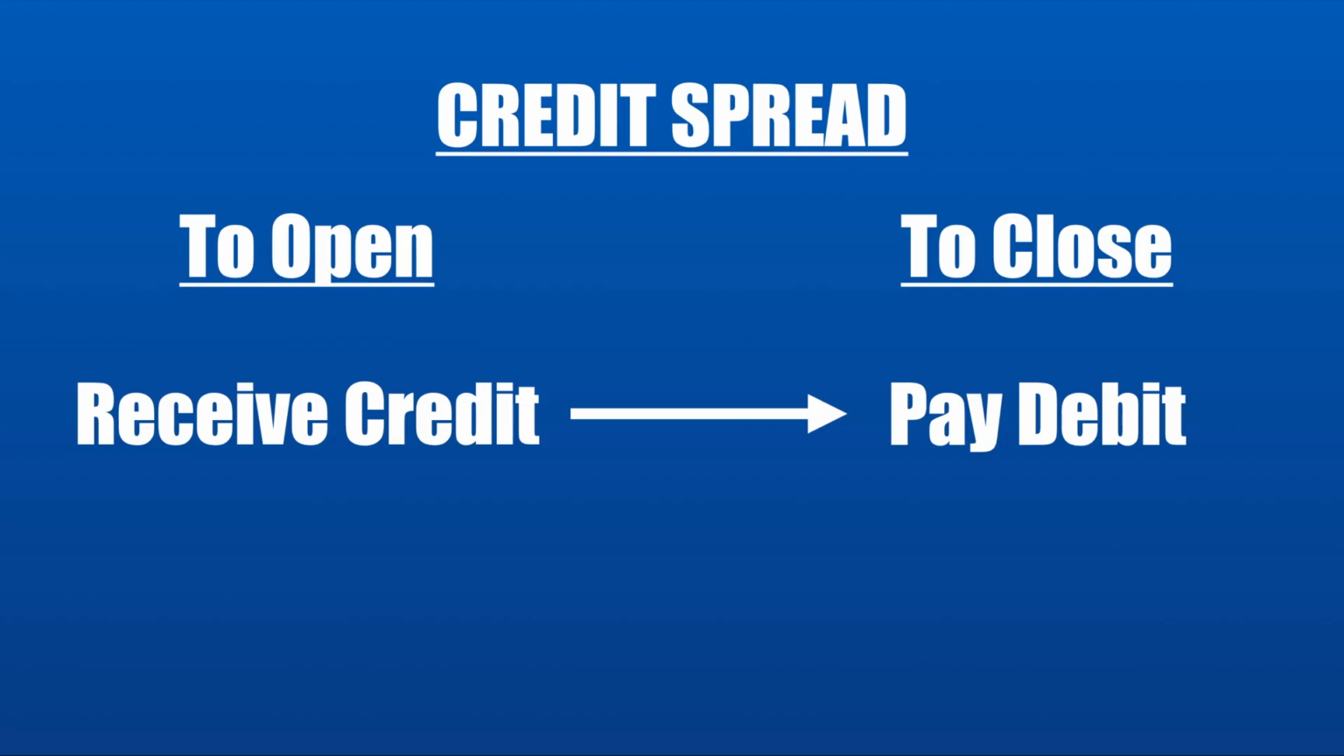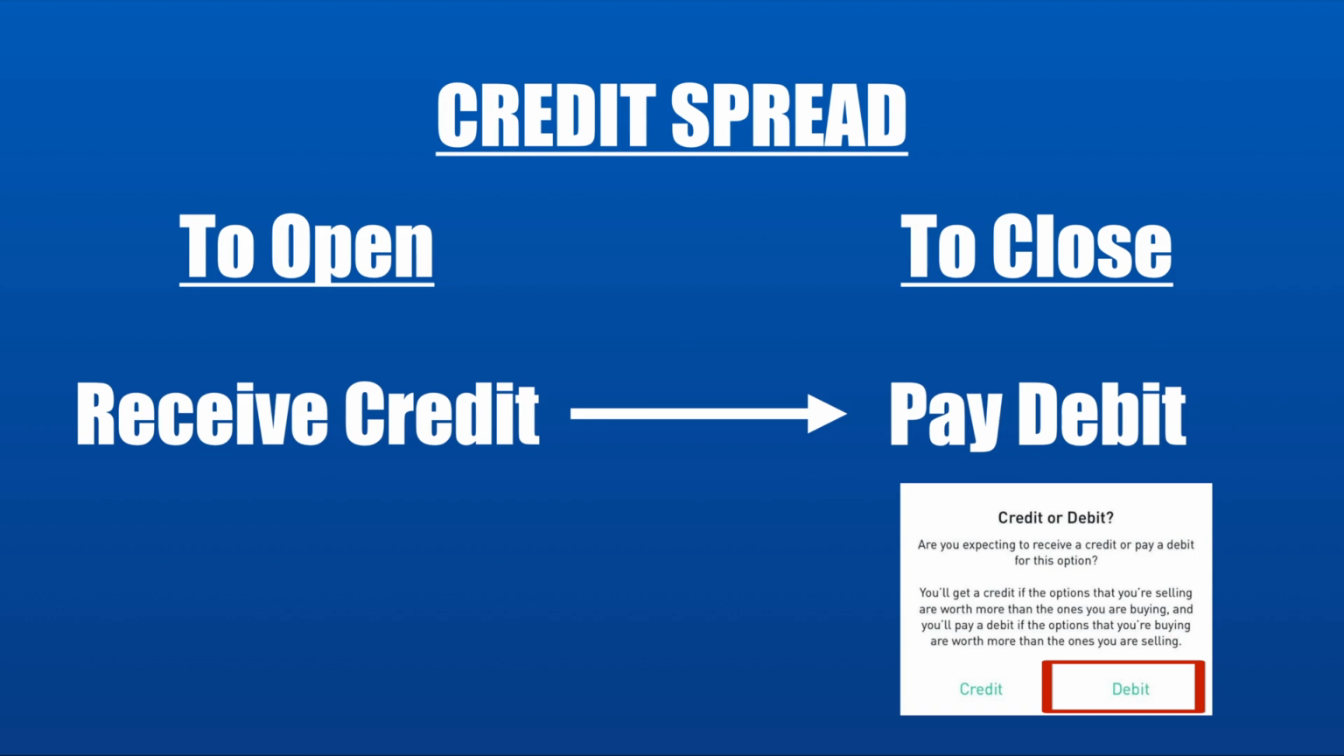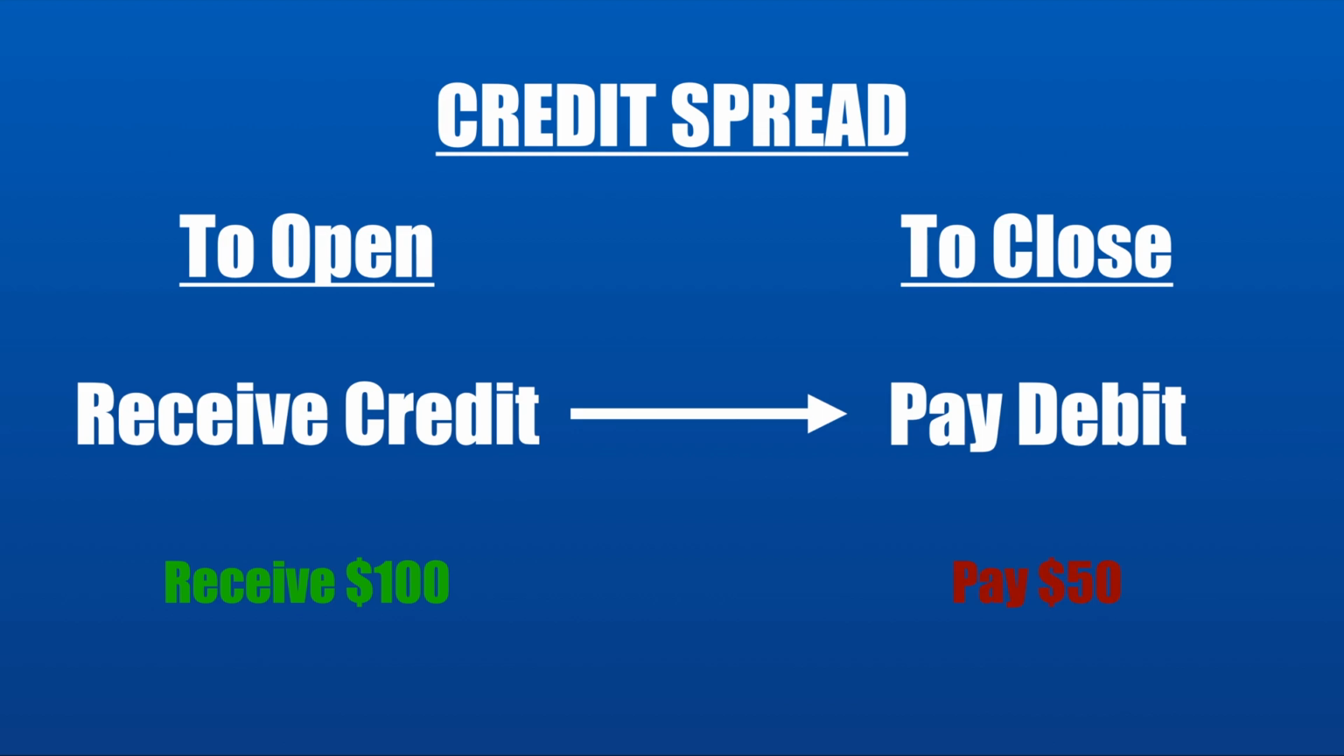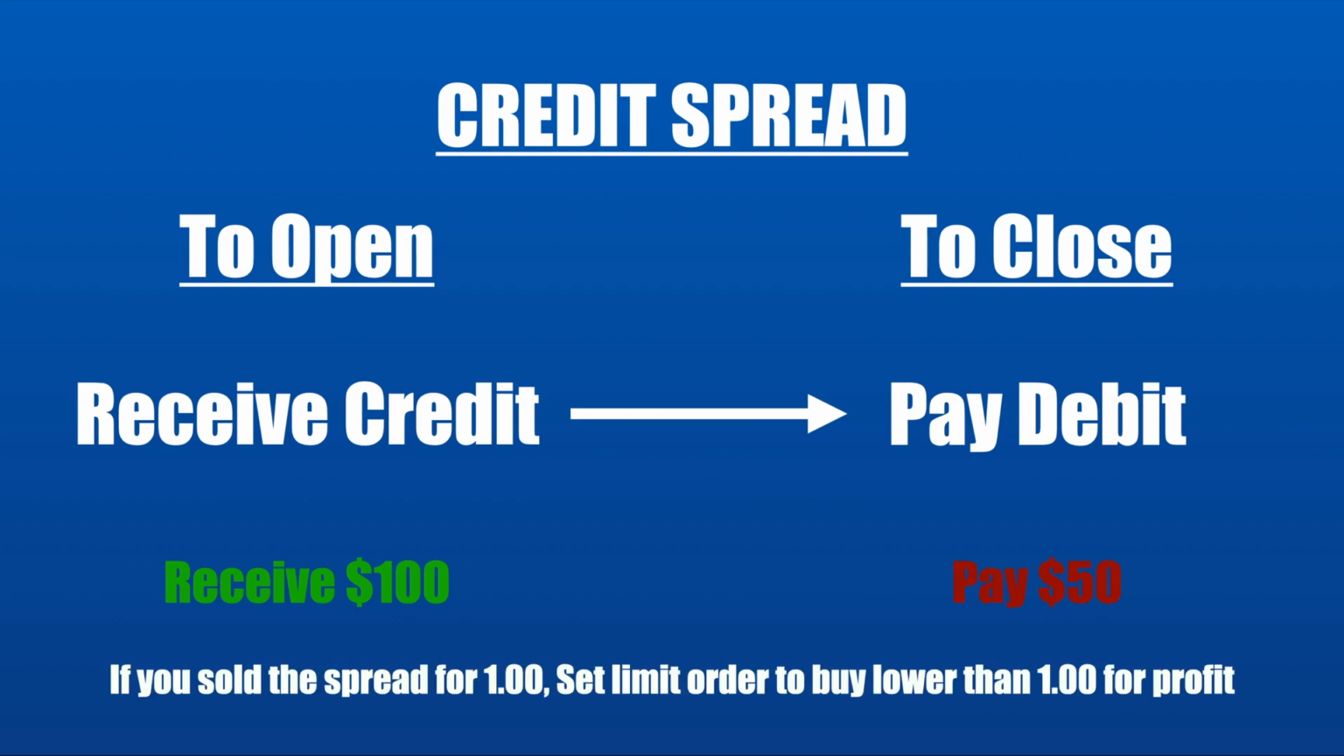Now for credit spreads, you open it up receiving a credit. So that means when you go to close this trade, you want to pay a debit to close the trade. So for credit spreads, the obvious goal is to sell high and buy low. So the limit order that you place for a credit spread needs to be lower than the price that you took in for the credit. Again, assuming that you're locking in profit. So if you took in a credit of $1 and the price is getting close to 50 cents, you can go ahead and place a limit order at 50 cents and it will not execute until the value of that spread gets at or below 50 cents.